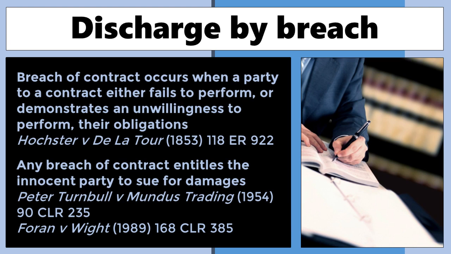Breach of contract is strictly speaking unlawful. And importantly, in that first phrase we read at the top, discharge occurs when a party to a contract either fails to perform, or demonstrates an unwillingness to perform. Does that have any reference to fault? Definitely doesn't. Failing to perform your contractual duties is independent of fault. It does not matter how or why you didn't do what you promised to do. The courts do not care.